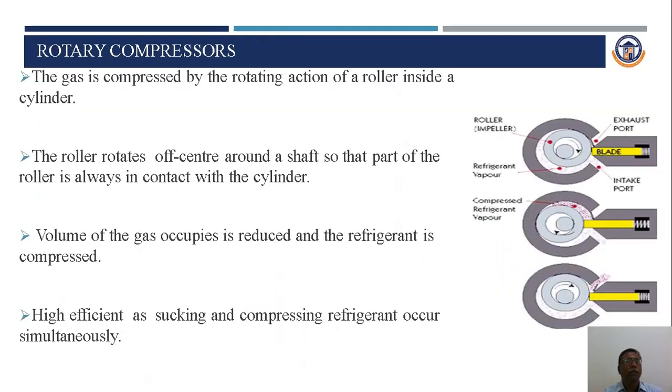Then the rotary compressor. In the rotary compressor, the gas is compressed by the rotating action of a roller inside the cylinder. The roller rotates off center around the shaft so that part of the roller is always in contact with the cylinder. The volume the gas occupies is reduced and the refrigerant is compressed. It is highly efficient as sucking and compressing the refrigerant occur simultaneously.